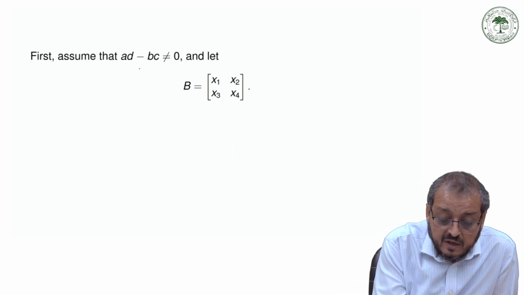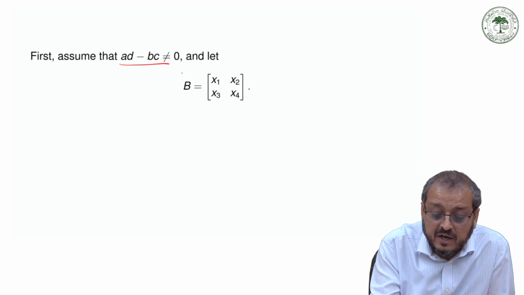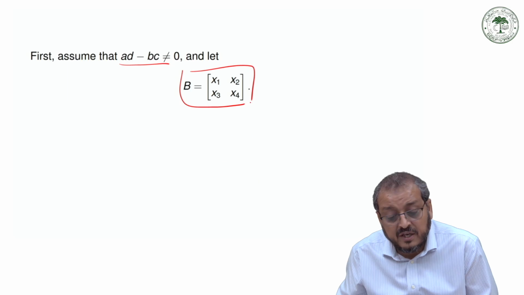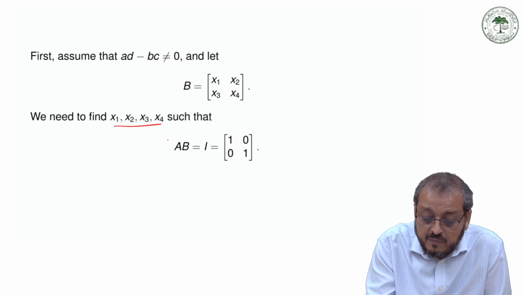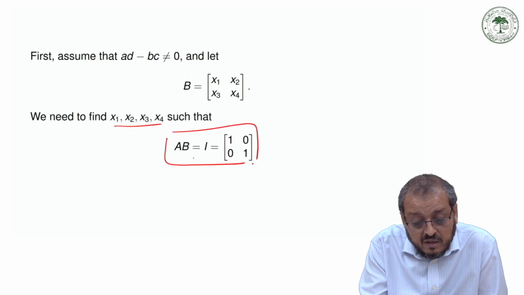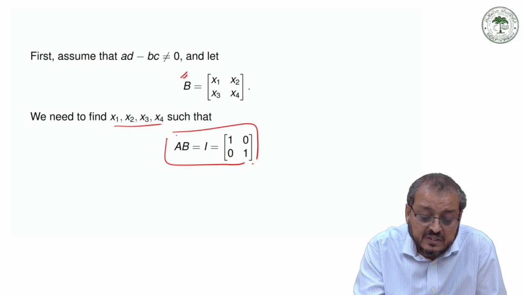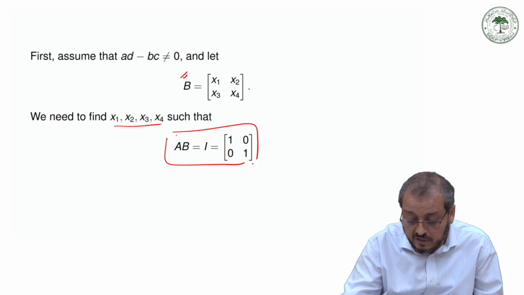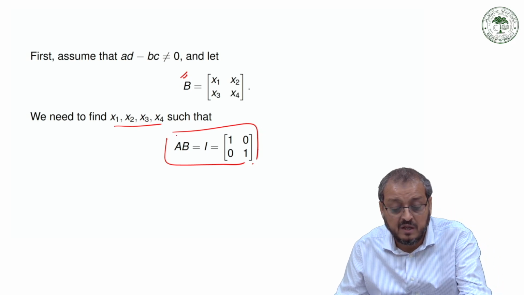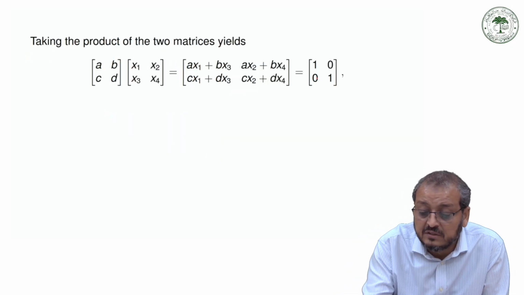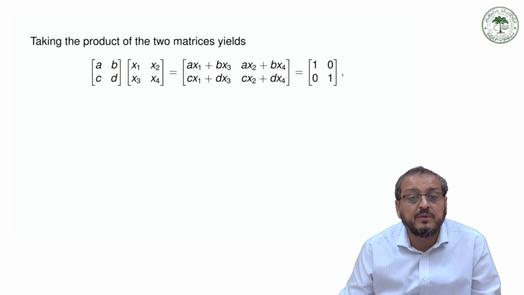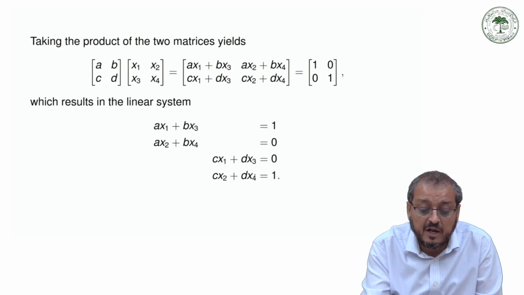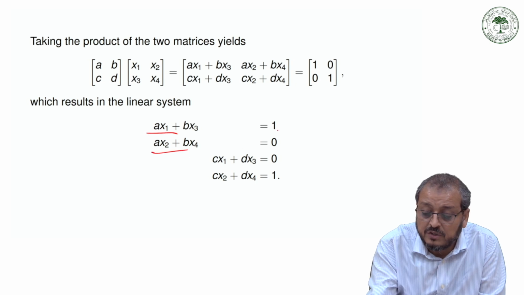First assume that AD minus BC is not equal to 0, and let B be the matrix with entries x1, x2, x3, x4 which is the inverse of this A. Then AB should be equal to the identity matrix. Now we write the product of these two matrices in the form of Ax1 plus Bx3 and so on. Now we write the system of equations in this form.